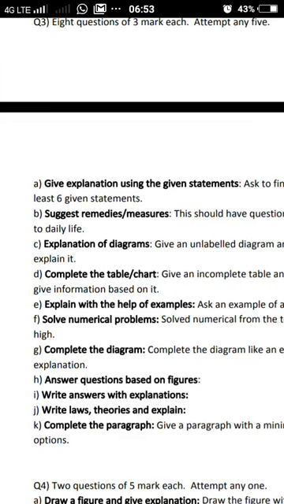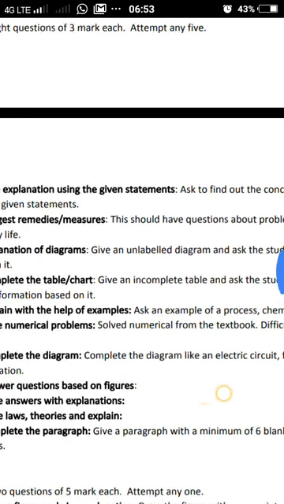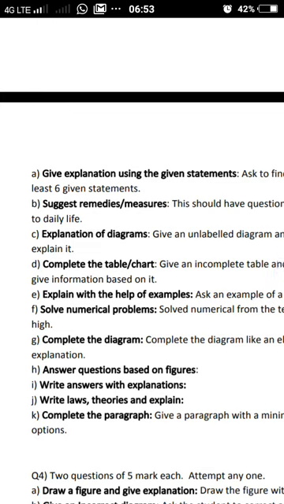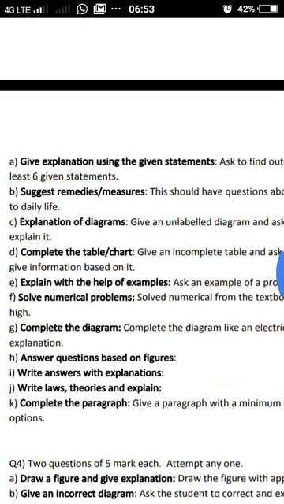Now question number C, the third type of question, explanation of diagrams. So unlabeled diagrams will be there, and you will have to label and explain them. Sometimes only labeling can be there, sometimes labeling as well as explaining. Next type, complete the table or chart. You will have to complete the table and give information based on it. Maybe you will have to complete only the table or only the chart, or you'll have to complete it as well as explain it.